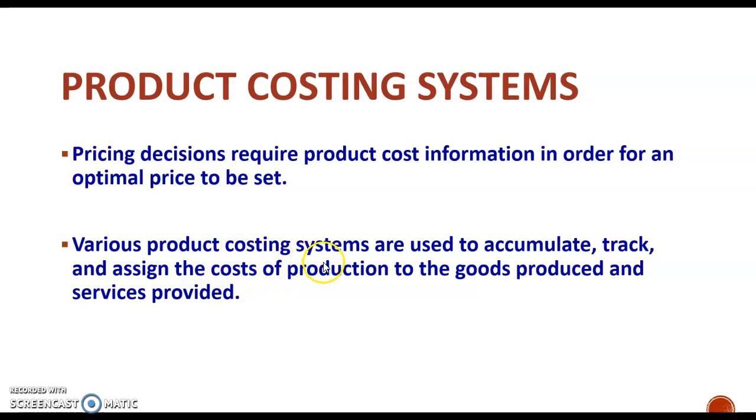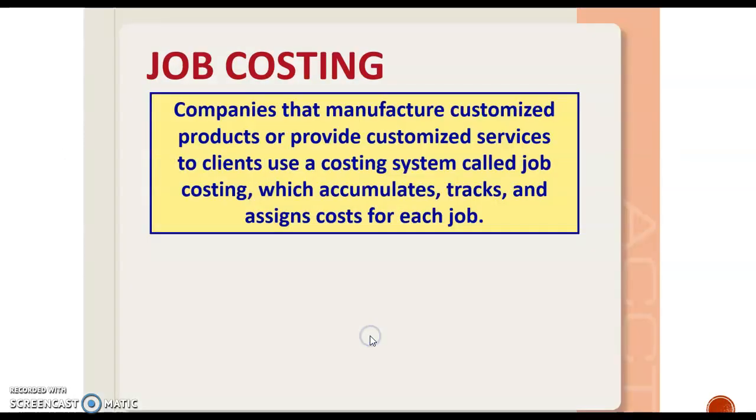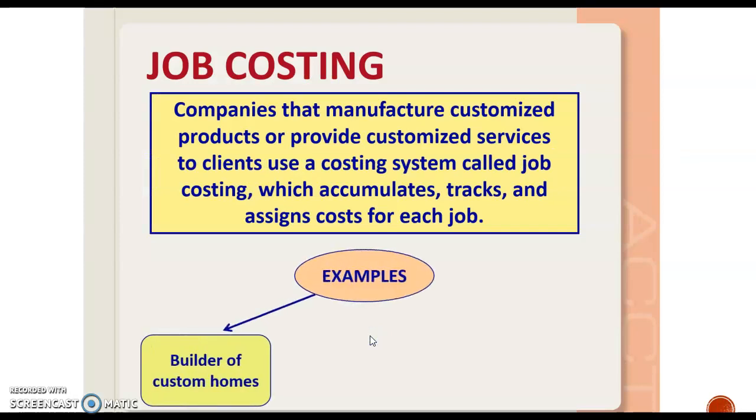So there are different costing systems that are used to accumulate, track, and assign the cost so that we can then know how much each item costs us to make. So for job order costing, or sometimes just called job costing, there's usually some kind of customized products or customized services. And so a CPA firm or bookkeeping service would also fall into this.